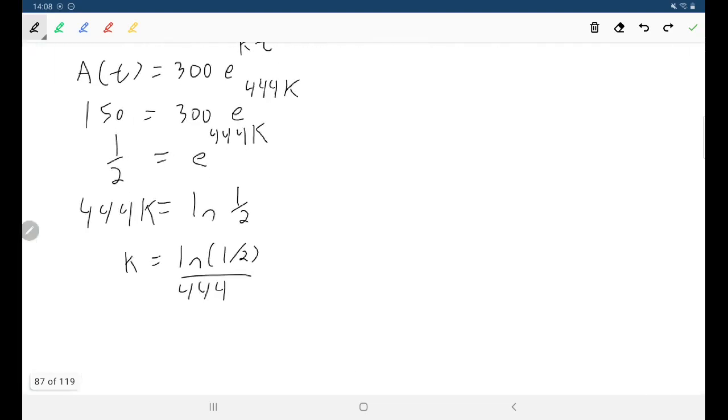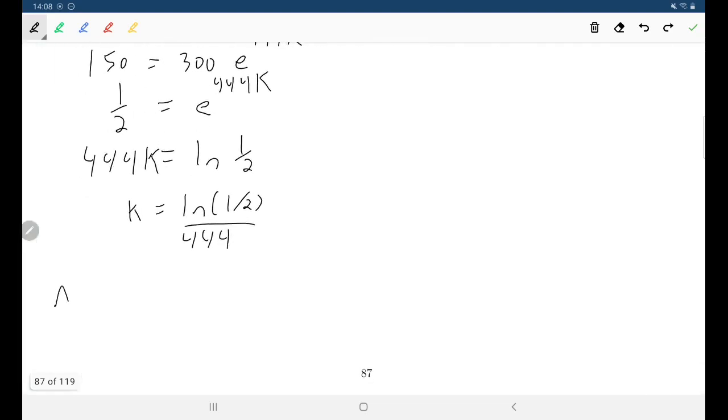So we can now say that A of t should be our initial amount, e to the natural log of a half over 444, times t.